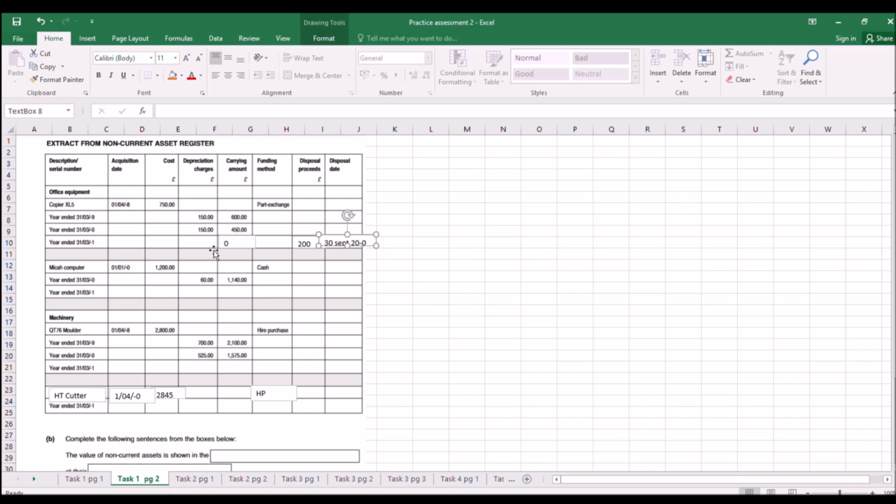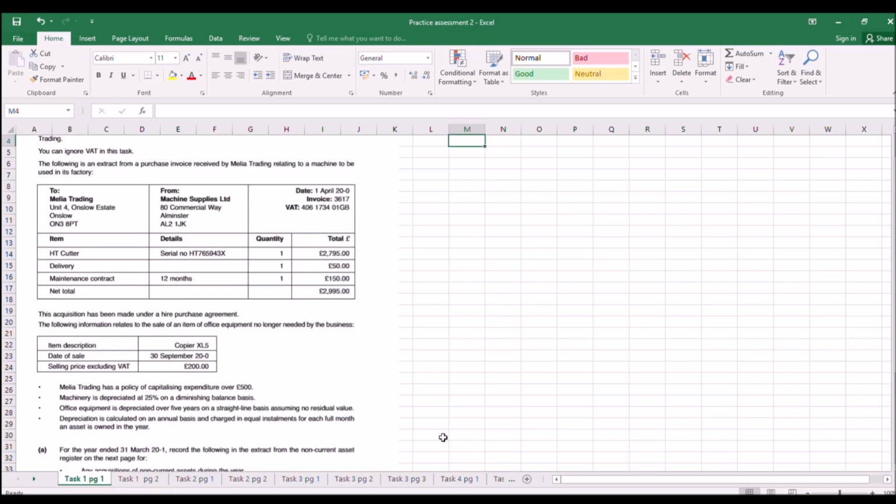Let's just make that a little bit as it should be. 30th stroke 09 stroke 0. Okay. So that's got us a few marks before we even started. We're feeling a bit happier about the whole thing. Okay. So our XL5 sale.